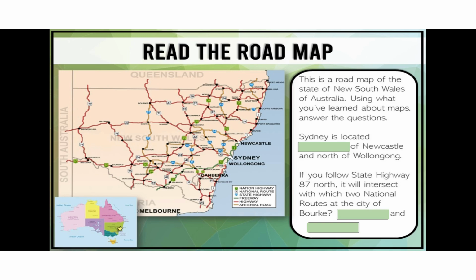And then if you follow State Highway 87 north, it will intersect with two national routes in the city of Bourke, I believe. So looking at the key down here, the state highways are a blue background with white text. And here is State Highway 87. We're going to follow it north. And here's the city that we were looking at. And there are two other highways that intersect. So we're looking for National Route 37 and 71.